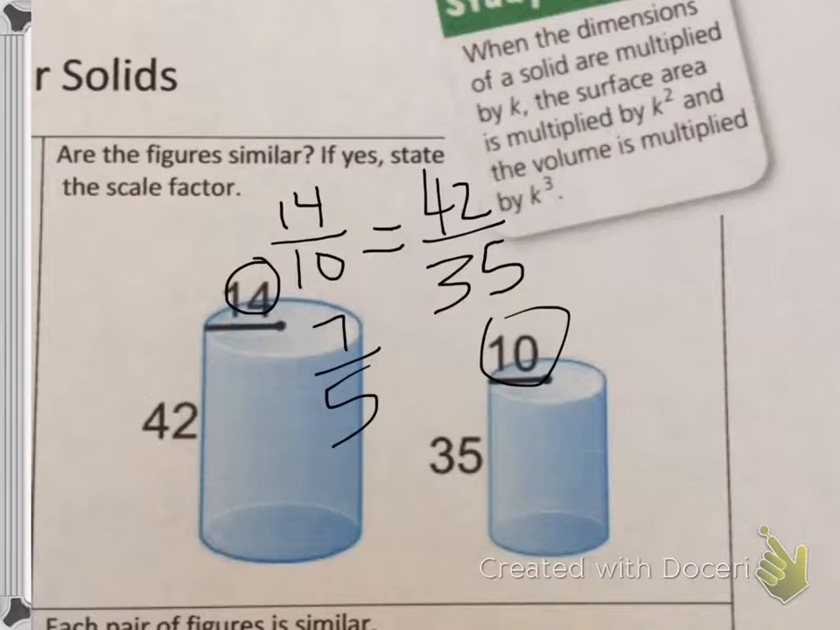And then we're going to see if 42 over 35 will give us that similar fraction. When I do that on my calculator, it gives me 6 over 5. Because I did not get the same number of comparison there, my answer would be no, these shapes are not similar.